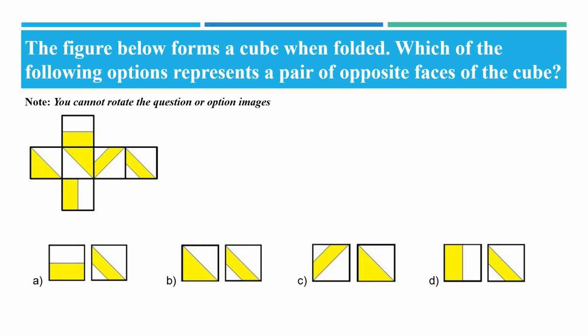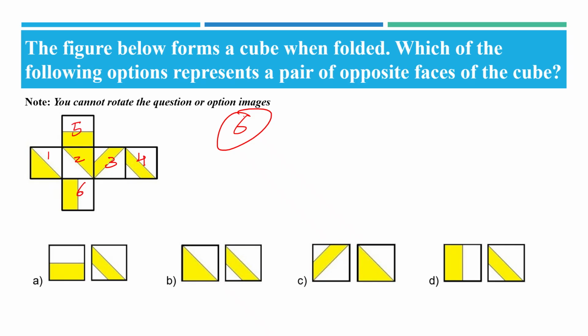Yeah, we go with the next question. The figure below forms a cube when folded. Which of the following options represents a pair of opposite faces of the cube? As we know, a cube has 6 faces. First, let us note down the number of faces here. Let me name them 1, 2, 3, 4, 5, 6.